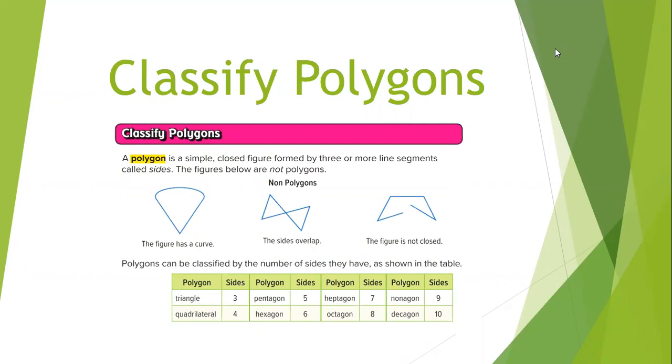The figures here are not polygons because the first one contains a curve, the second one contains an overlap between two sides, and the third one is not closed.